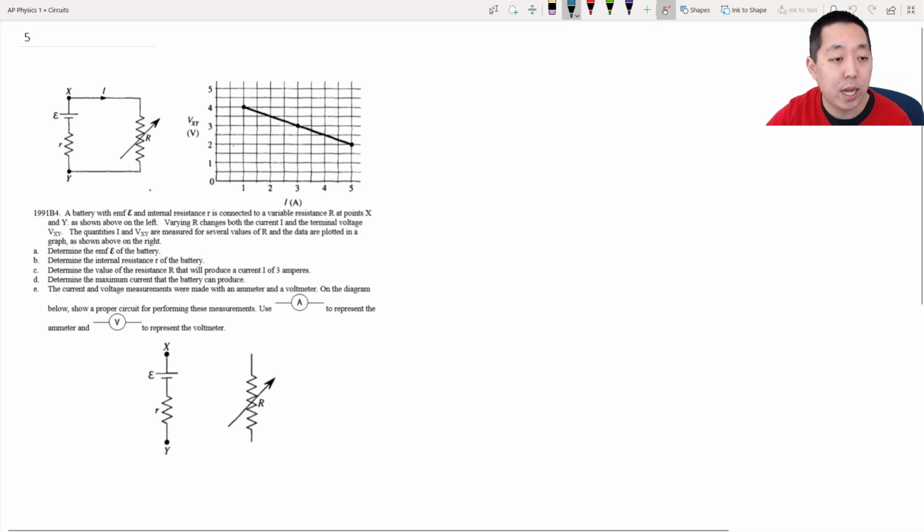Well, the voltage of the battery is the voltage across X and Y when no current is flowing. Because if there's no current flowing, then I would be 0, and the voltage across here is just going to be the voltage of the battery. So I want to extrapolate and see where the voltage is when there's no current. From this pattern, I can see the slope is left 2 and up 1. So 4.5 volts.